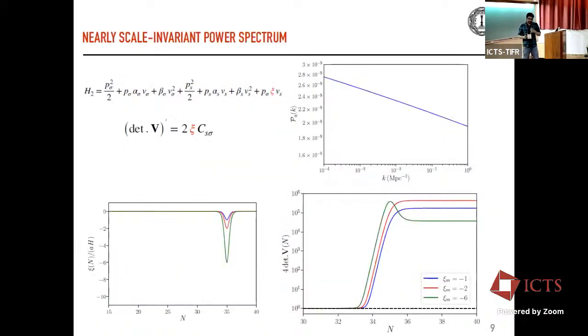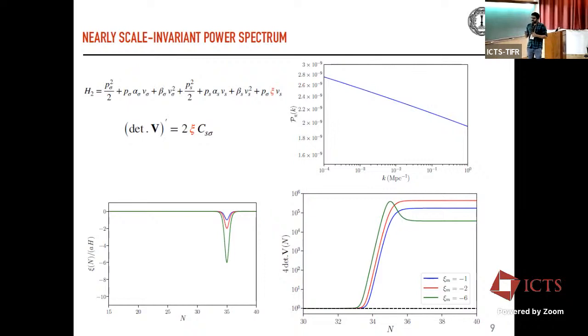So I put all these ideas into some models. Here I specifically consider two field models. So we have curvature perturbation, we have isocurvature perturbation, and there's an interaction between these two. We also find that this determinant V is proportional to the coupling parameter, or the interaction strength, between the curvature and isocurvature perturbations.